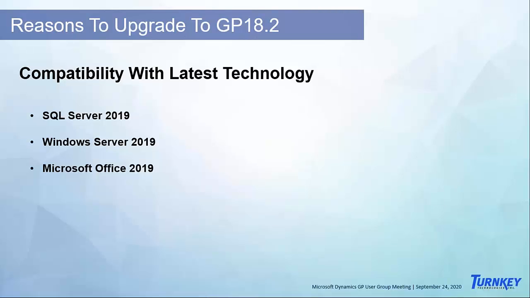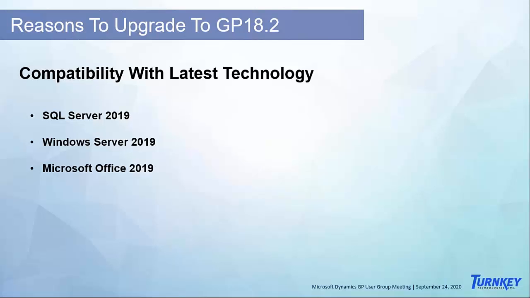One of the greatest reasons to upgrade to GP 18.2 is that GP is now leveraged to take advantage of all the latest technology from Microsoft, that being SQL Server 2019, Windows Server 2019, and Office 2019. This is the only GP version capable of using these products. So if you want to use the latest technology, GP 18.2 is the way to go.